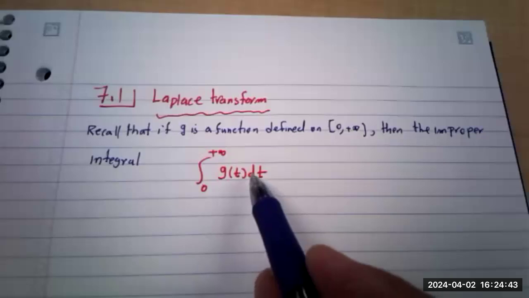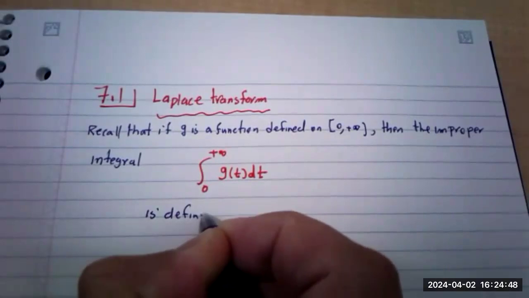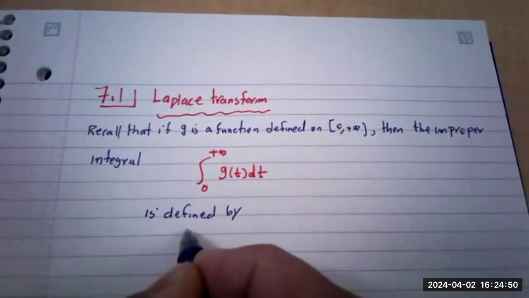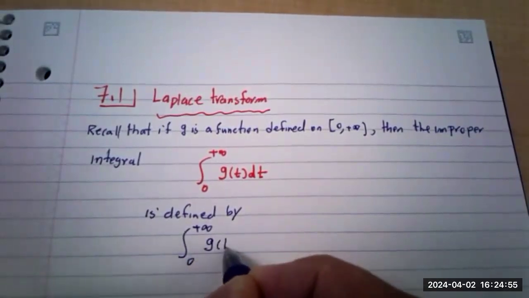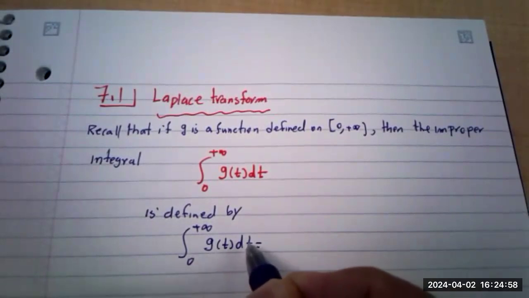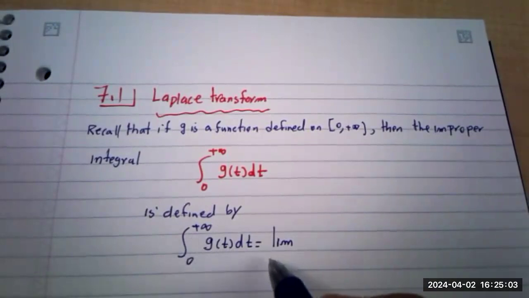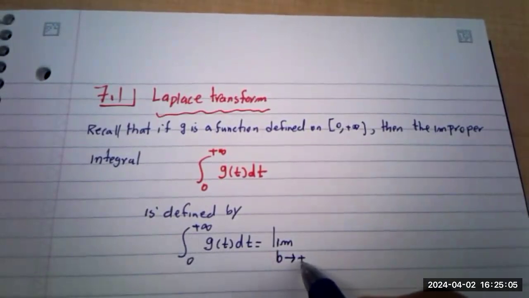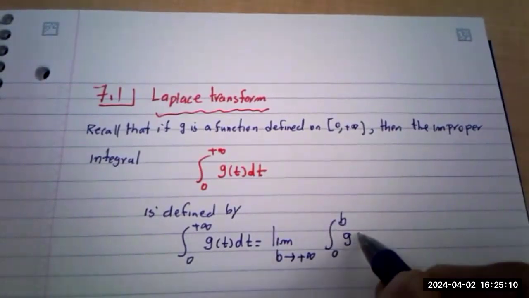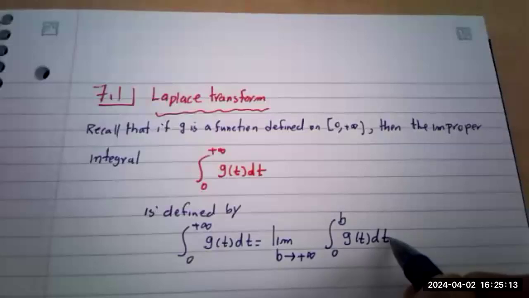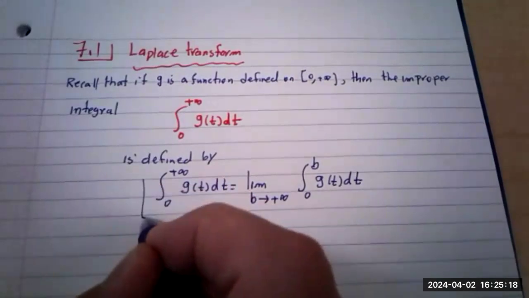So the improper integral is going to be defined by the integral from zero to positive infinity of g of t dt, which is equal to the limit, as b goes to positive infinity, of the integral from zero to b of g of t dt. This is the way we're going to define this improper integral.